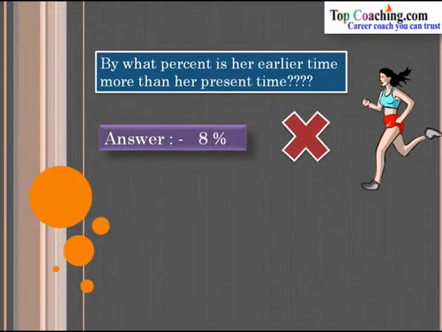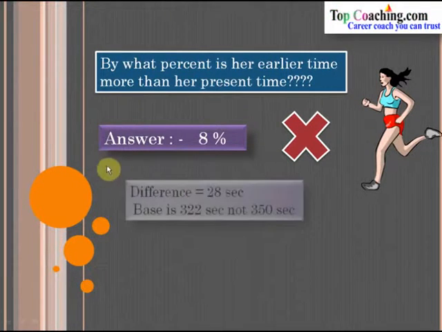Why? Because now we have to find out with respect to the new time, not with respect to the original time. Earlier, the 8% was the decrease in time with respect to her original time. Now it is asked by what percent is her earlier time more than her present time. So the base has changed now. The base is now the present time, not the original time.